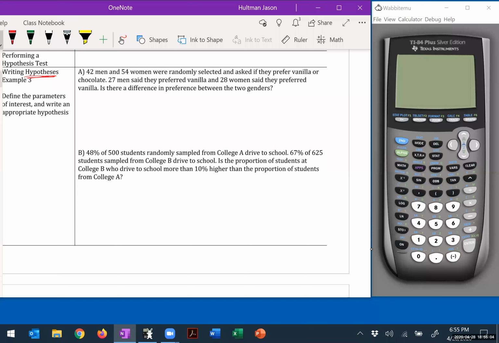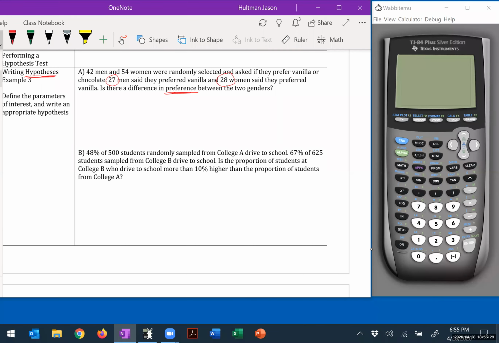Okay, so let's write the hypotheses here. 42 men and 54 women were randomly selected and asked if they prefer vanilla or chocolate. 27 men said they prefer vanilla, and 28 women said they prefer vanilla. Is there a difference in the preference between the two genders?